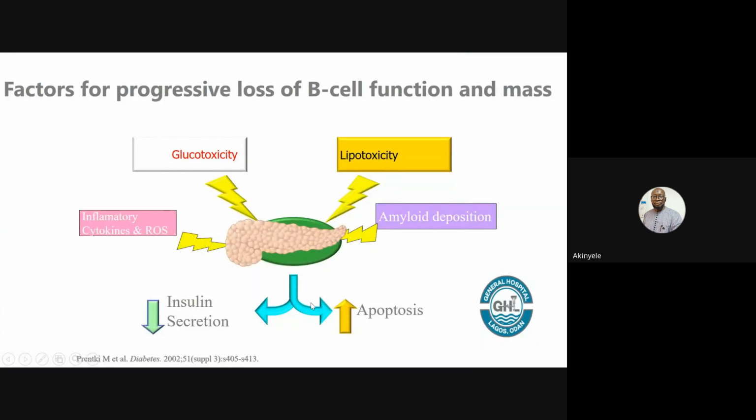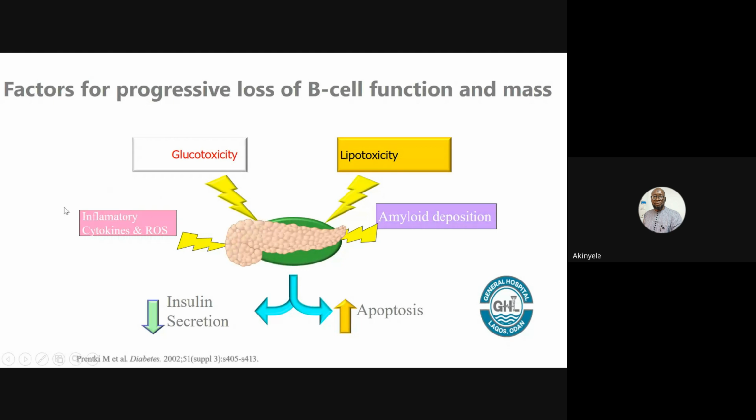So these are some of the factors that contribute to the damage to the beta cells in diabetic patients. High blood sugar level is toxic to the beta cells. The lipotoxicity, because the fat cells are broken down, is also toxic to the beta cells.